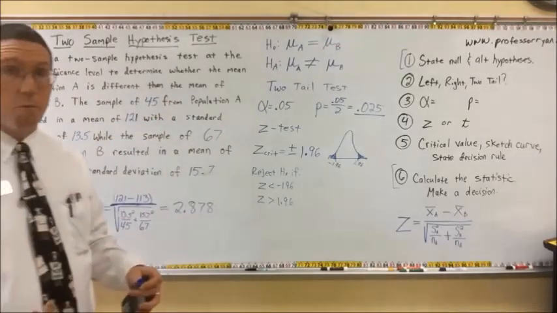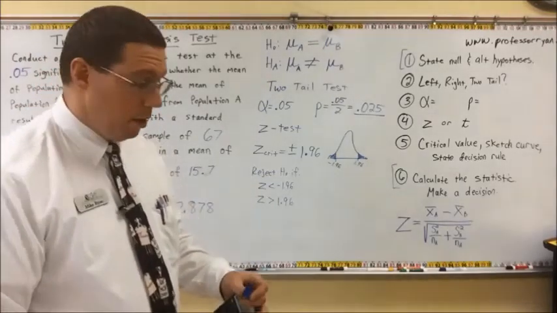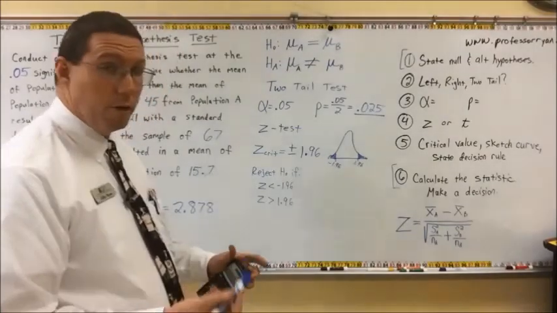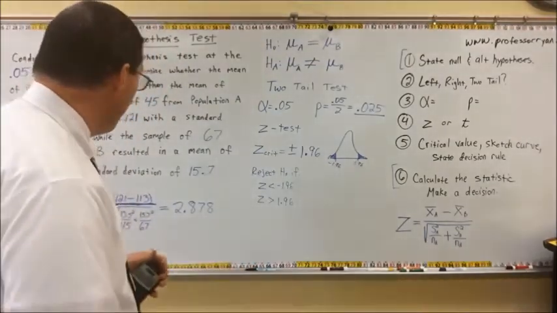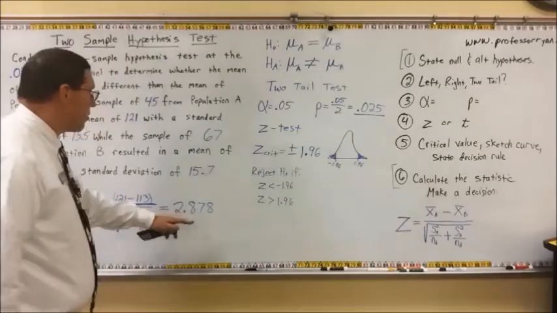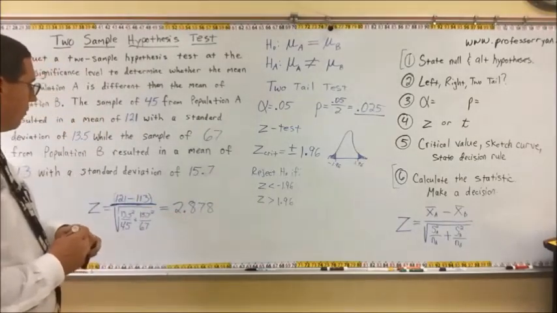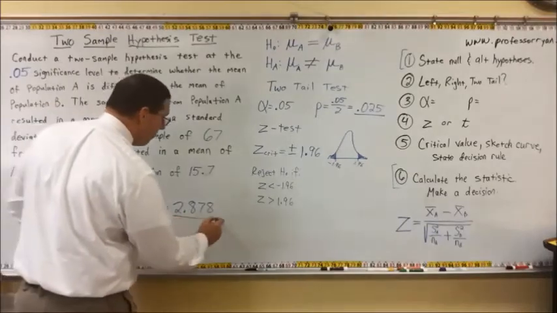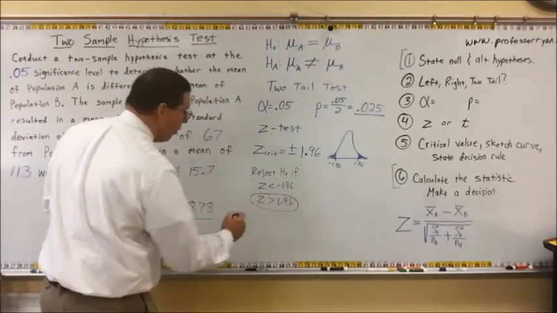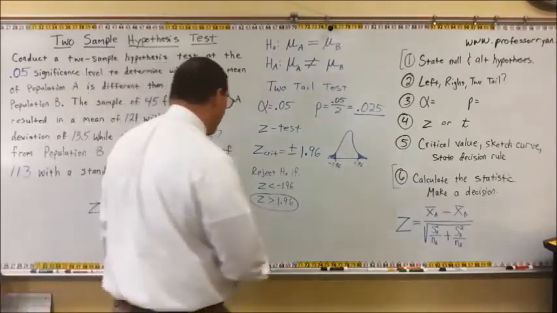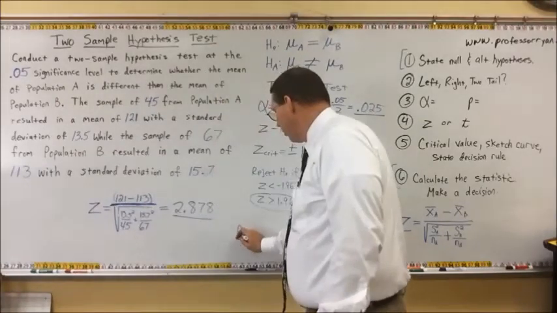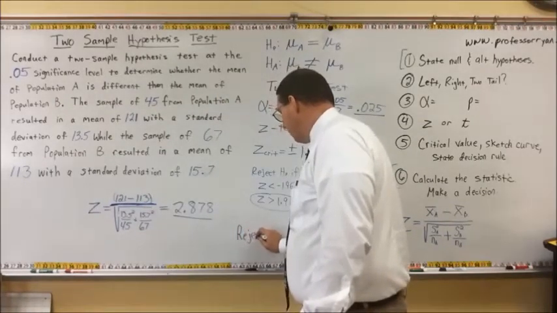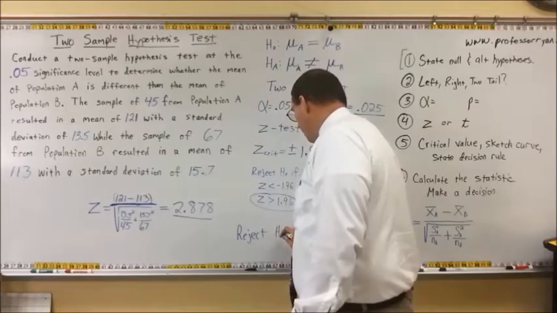Hopefully you're calculating this with me and not just watching me do this. You're only really going to learn it if you write it out and do it with me. So this is our z-score, positive 2.878. And because this number is larger than 1.96, we're going to make a decision, and the decision is we are going to reject H sub O.